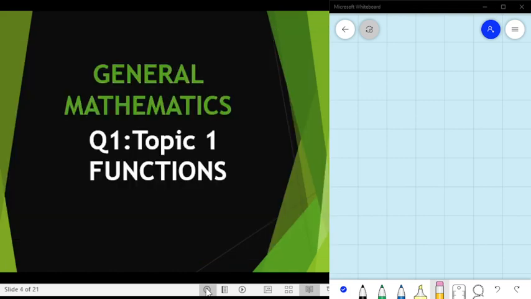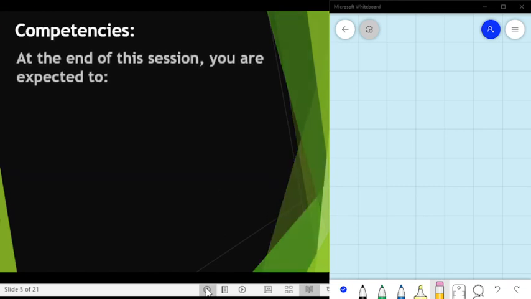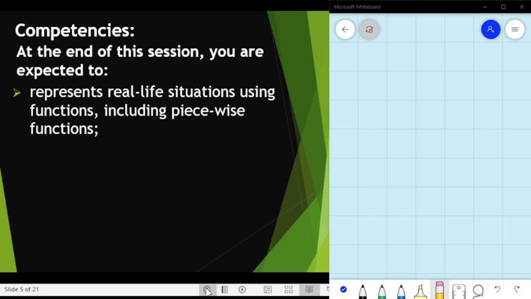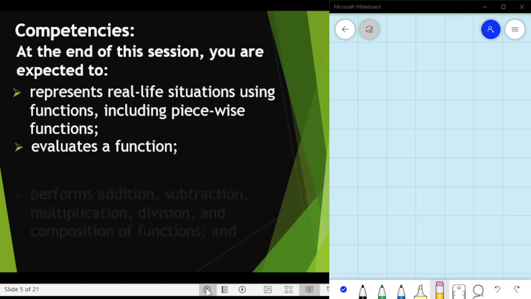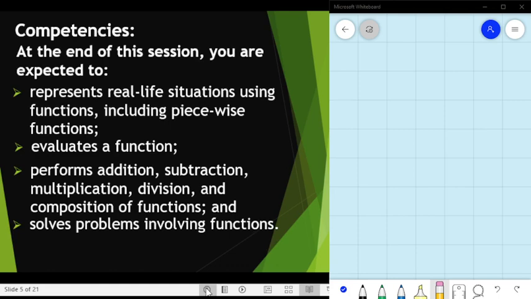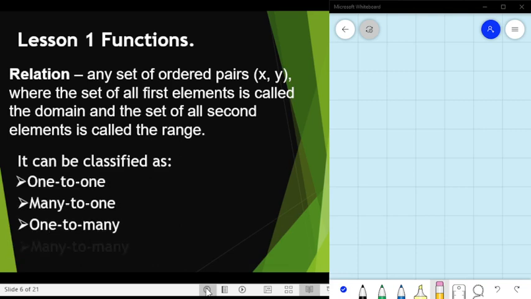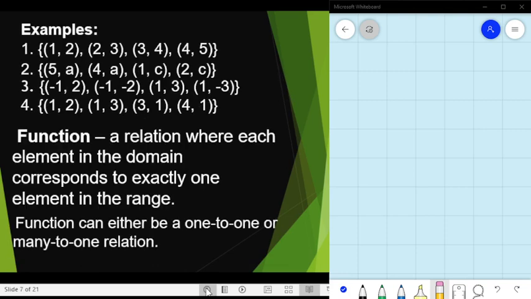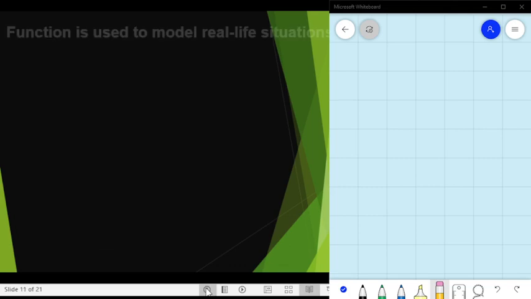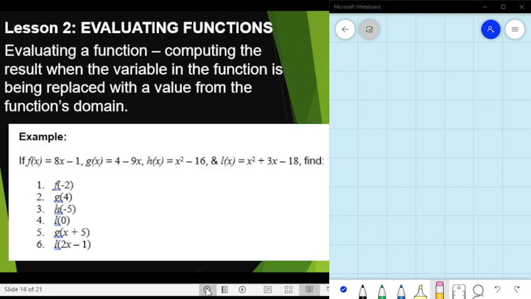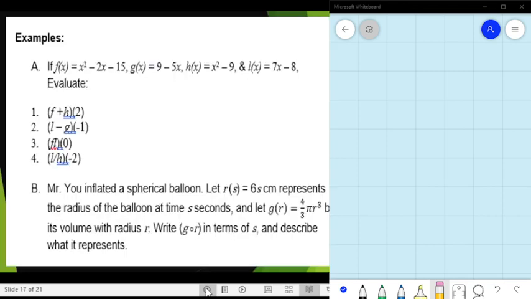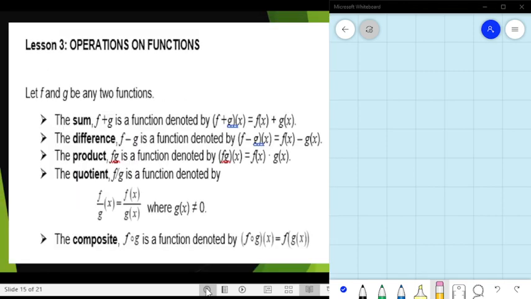So, atong topic is about functions, operations on functions. So, the competency, at the end of the session, you are expected to perform addition, subtraction, multiplication, division, and composition of functions, and solve problems involving functions. So we are done with this. That's why proceed until sa evaluation, operations on functions.